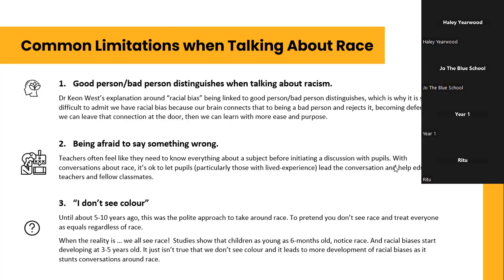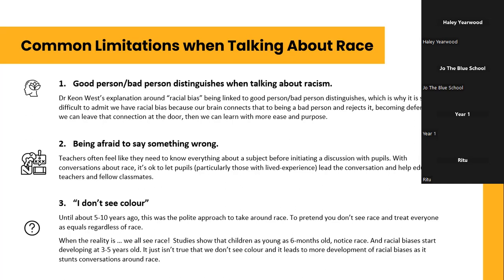Okay. So we're going to look at some common limitations when talking about race. We have the good person, bad person distinction when we're talking about racism. Dr. Keon West's explanation around racial bias is linked to this distinction, which is why it's quite difficult for people to admit that they actually have racial bias, because our brain connects that to being a bad person and rejects that idea because we don't see ourselves as bad people, and in turn we get defensive. So if we can leave that idea at the door, then we can start talking about race and racism and our own bias with a lot more openness and ease.